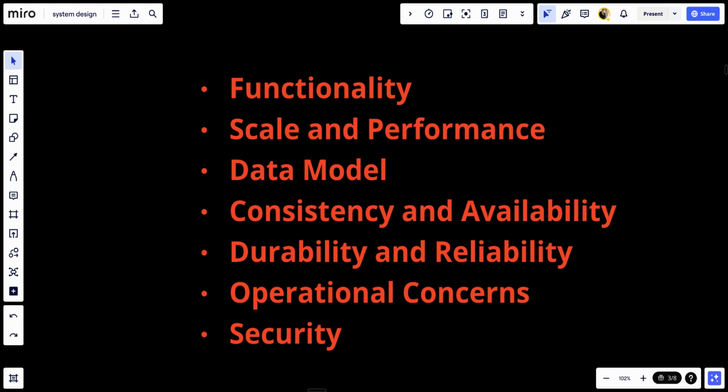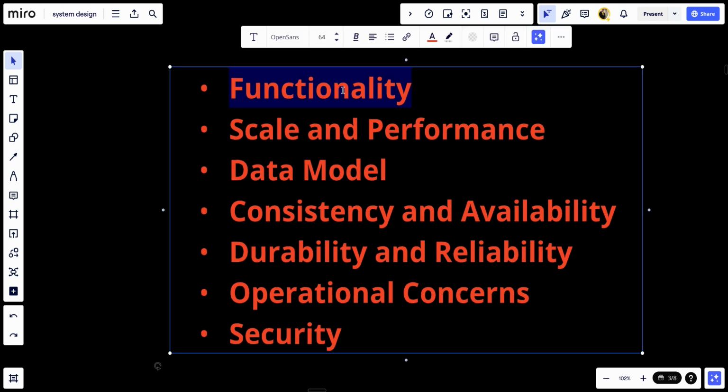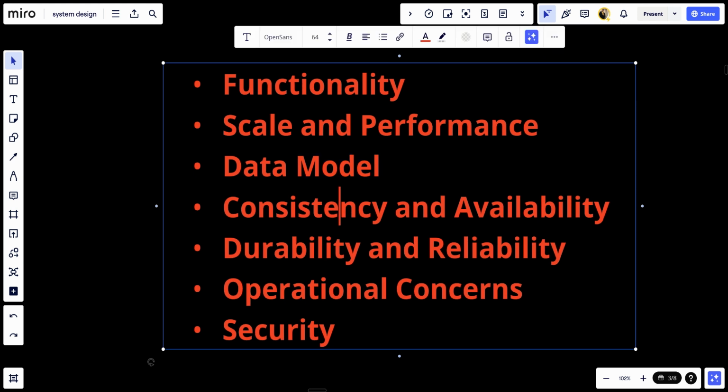So this will put us into this list that you can see right now. These are the topics that we mostly ask about in any system design interview. Basically, we have functionality, scalability and performance, data model, consistency and availability, durability and reliability, and operation controls and security. Let's try to think about all of them.